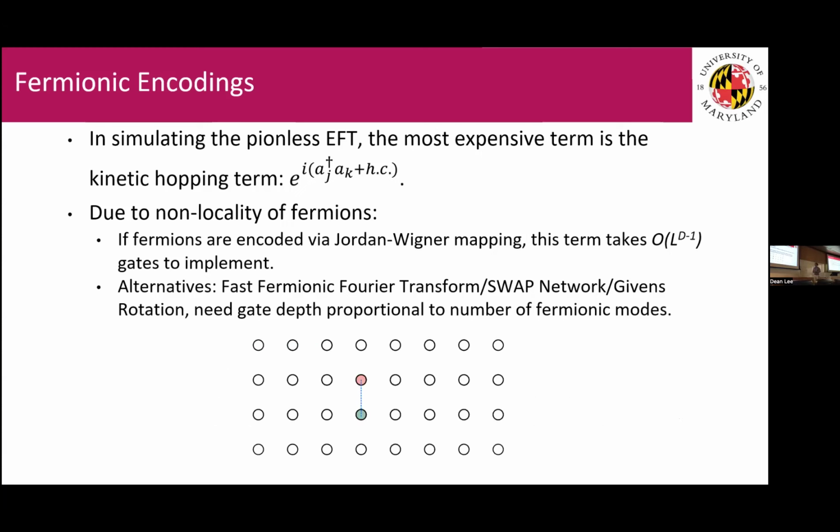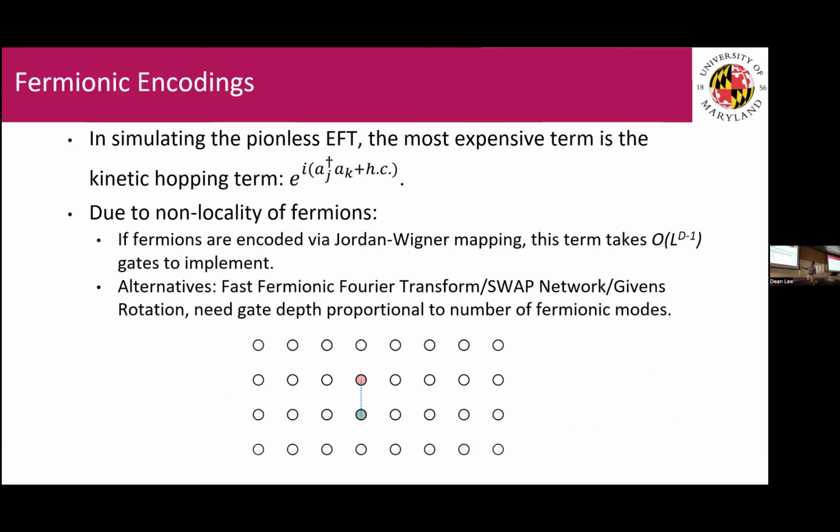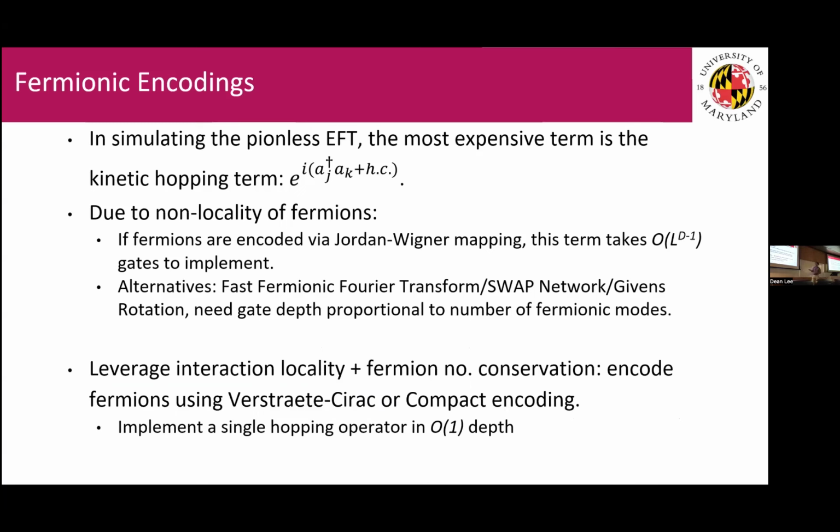So what we'd like to do is transform this into a more fine-grained or more local interaction, and indeed you can generate something like this. We can leverage the locality of our interactions, plus the fact that the number of fermions in our Hamiltonian is preserved. This is very important. You can then encode your fermions using a different encoding. There are actually a lot of them, but the two encodings we're going to look at are called the Verstraete-Cirac or the compact encodings. This allows us to implement these hopping operators in a constant amount of circuit depth.